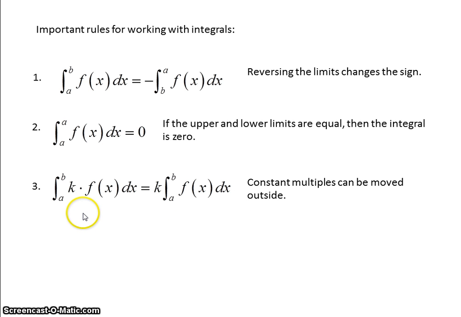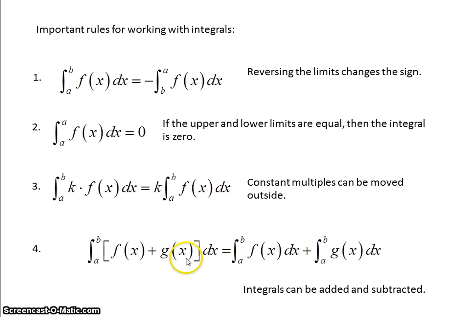If you're integrating something that has a constant, so we have k times some function of x, well, that constant, whatever it is, will come out in front of your integration. In other words, it's just multiplying by that constant when you do the anti-differentiation. And then lastly, if you're integrating from a to b two functions summed up, that would be the same thing as integrating one of the functions and adding it to the integration of the other function. This works for subtraction as well.